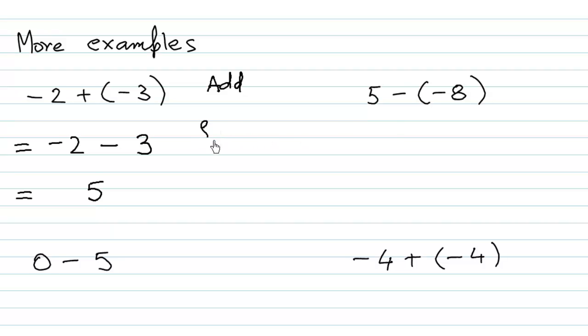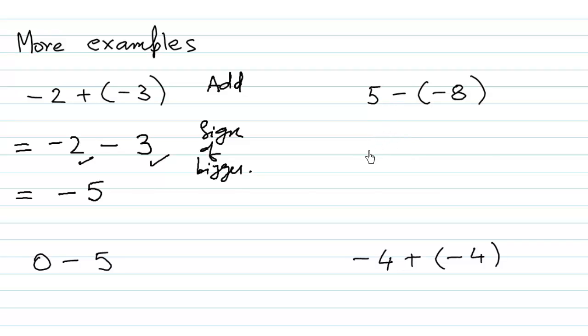And then we should always give the sign of the bigger number, the greater number. So 3 is bigger than 2. Ignoring the signs, 3 is bigger than 2. But the sign of the bigger number 3 is minus. So minus 2 plus of minus 3 is minus 5.